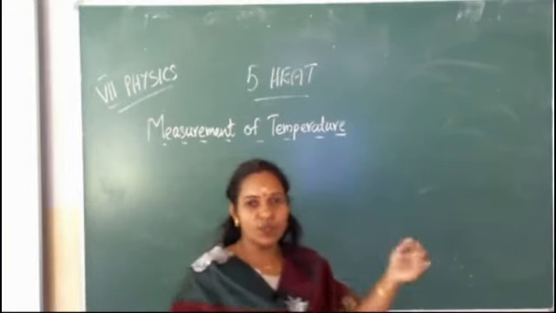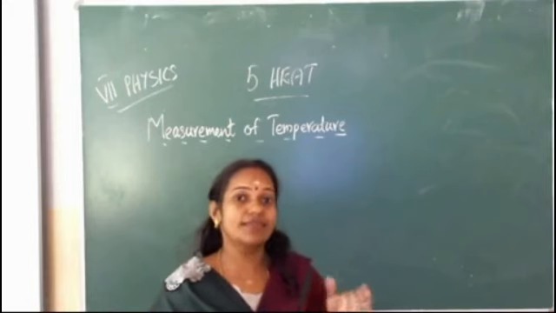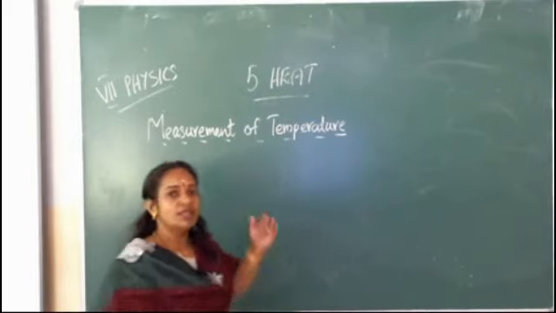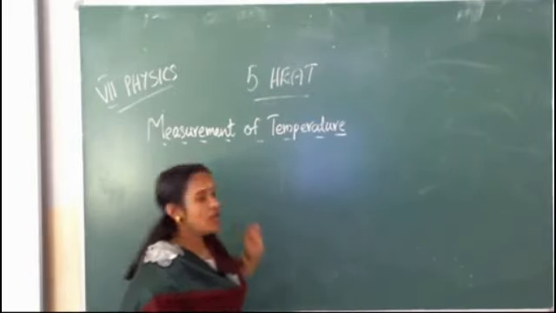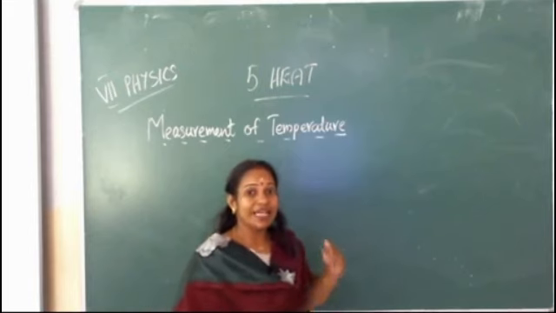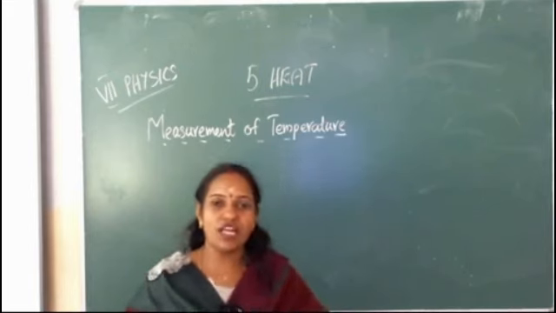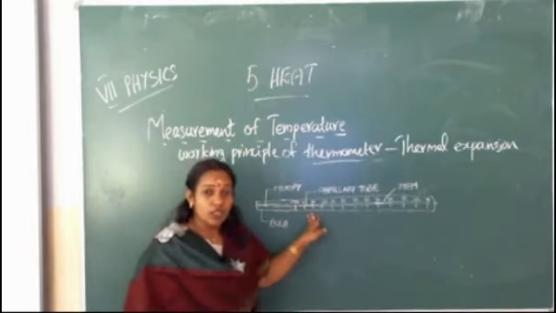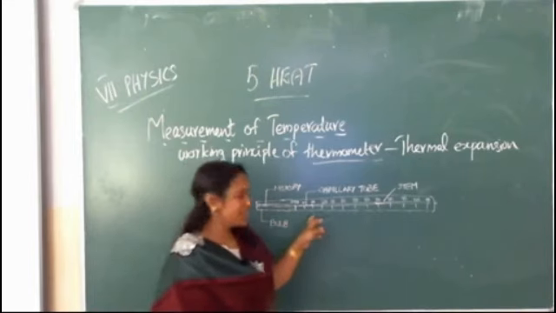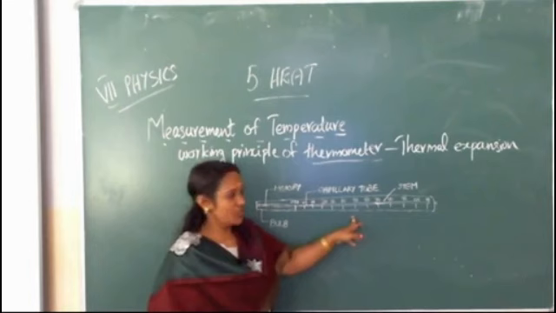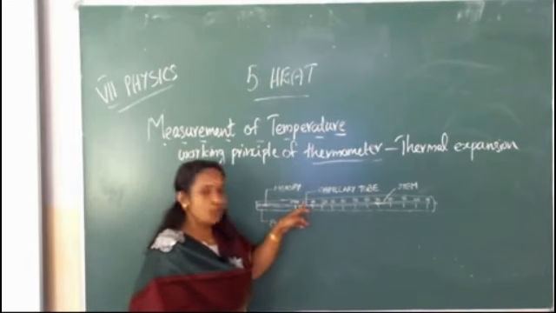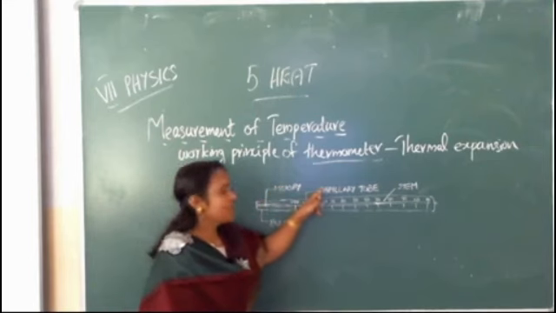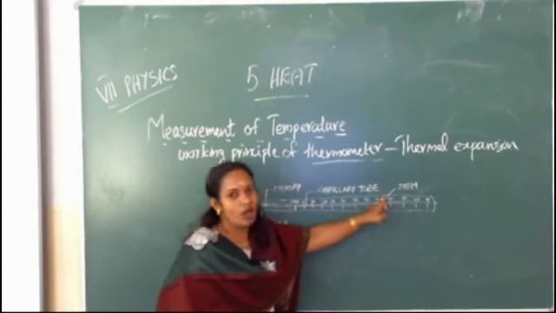The device used for measuring temperature is the thermometer. All of you have heard about thermometer. How it works, that we have to study. So what is the working principle of thermometer? Thermal expansion. Thermal expansion means expansion on heating. So this is the mercury thermometer. In laboratories we are using mercury thermometer. Here this is a capillary tube. This part is the bulb and it is filled with mercury. This one is the capillary tube and this part we are calling stem.